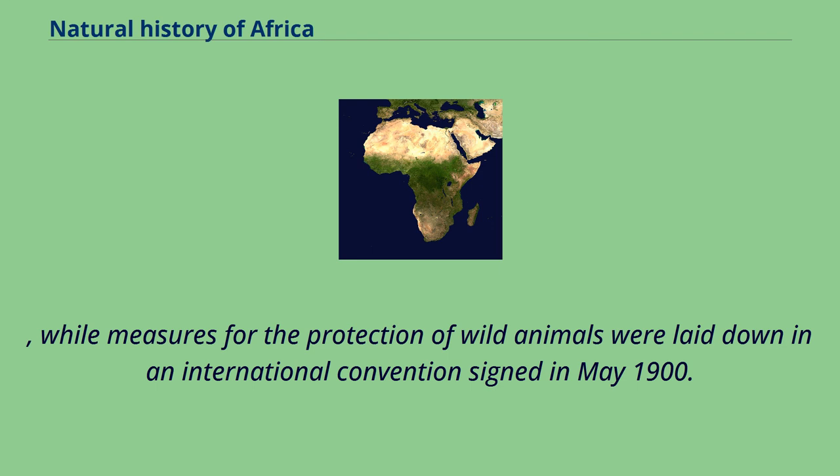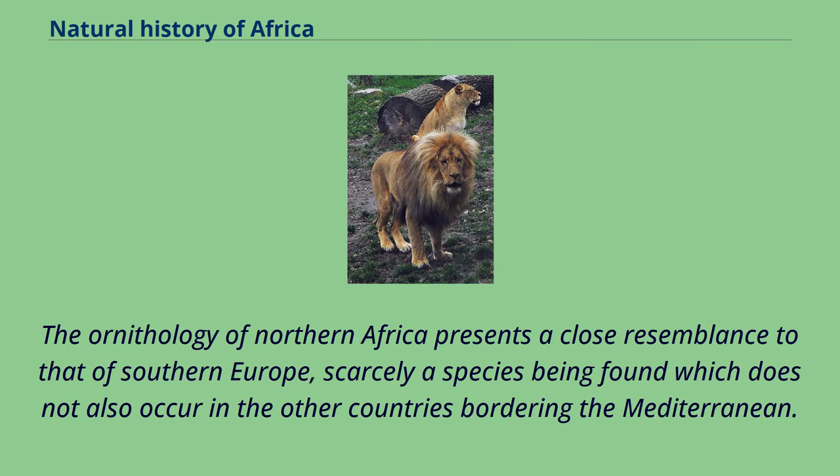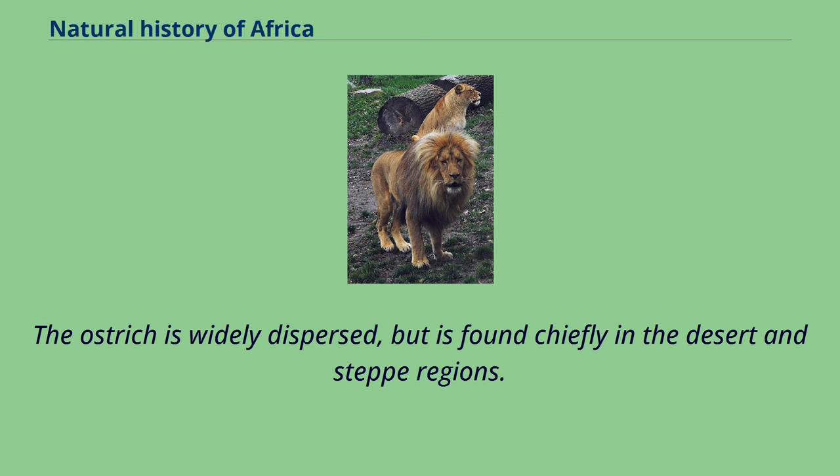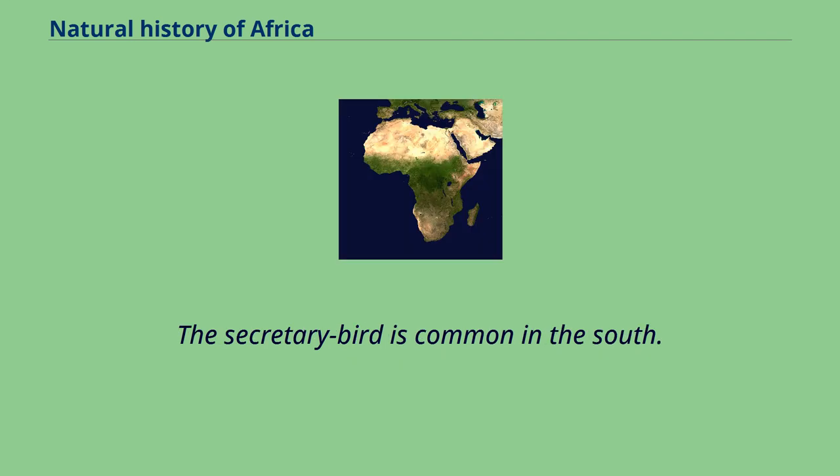The ornithology of northern Africa presents a close resemblance to that of southern Europe, scarcely a species being found which does not also occur in the other countries bordering the Mediterranean. Among the birds most characteristic of Africa are the ostrich and the secretary bird. The ostrich is widely dispersed, but is found chiefly in the desert and steppe regions. The secretary bird is common in the south.